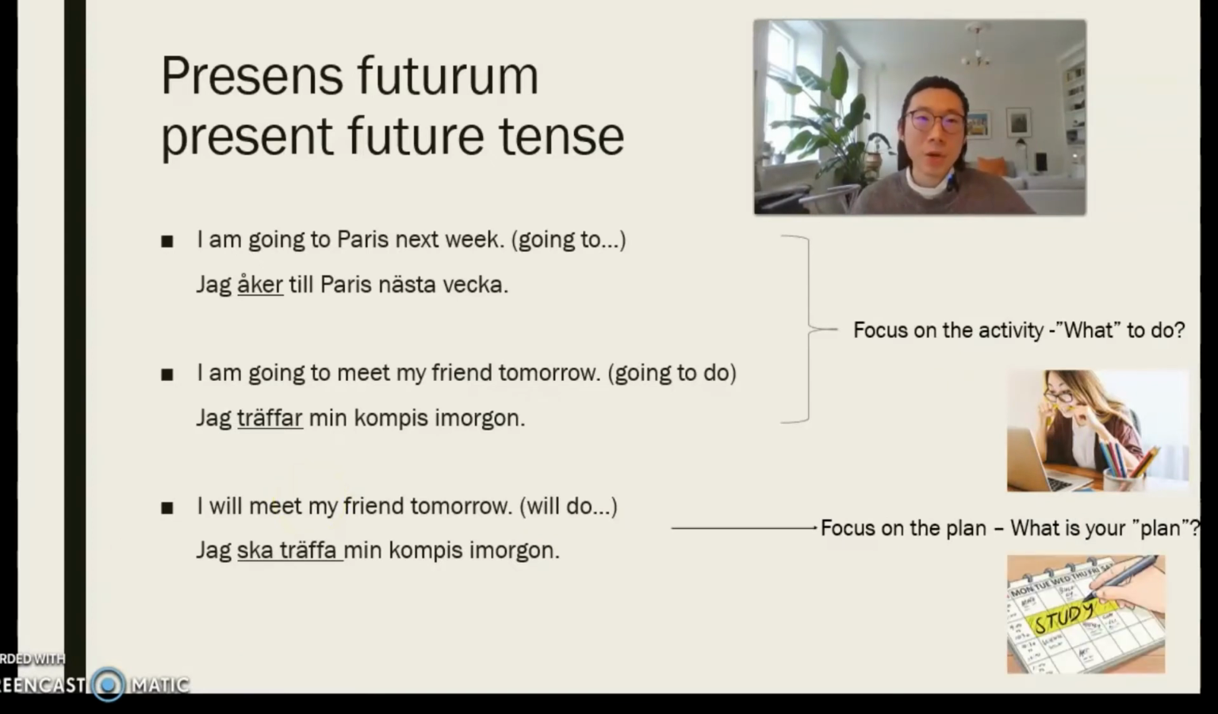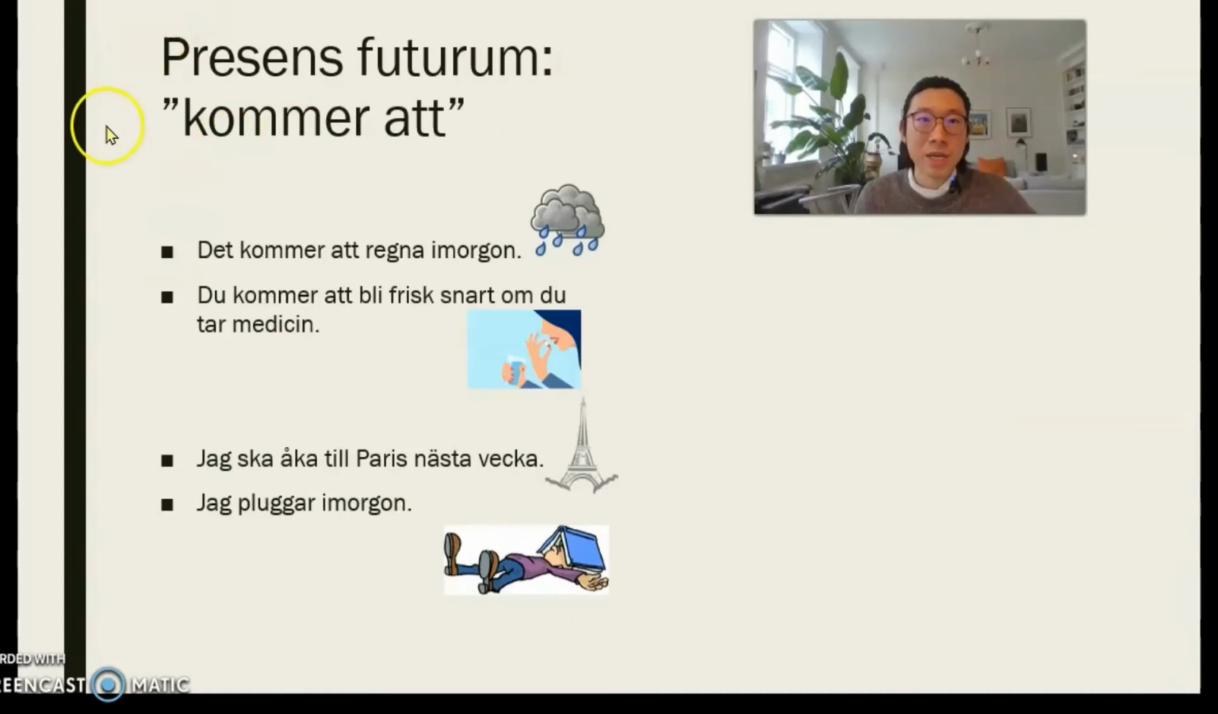But there is one expression for future tense in Swedish which doesn't exist in English. Oh, actually, it is not that extreme. It exists in English, but it's quite confusing because we don't single it out. So let's explore the next one, which is "kommer att." "Kommer att" in Swedish is quite special.